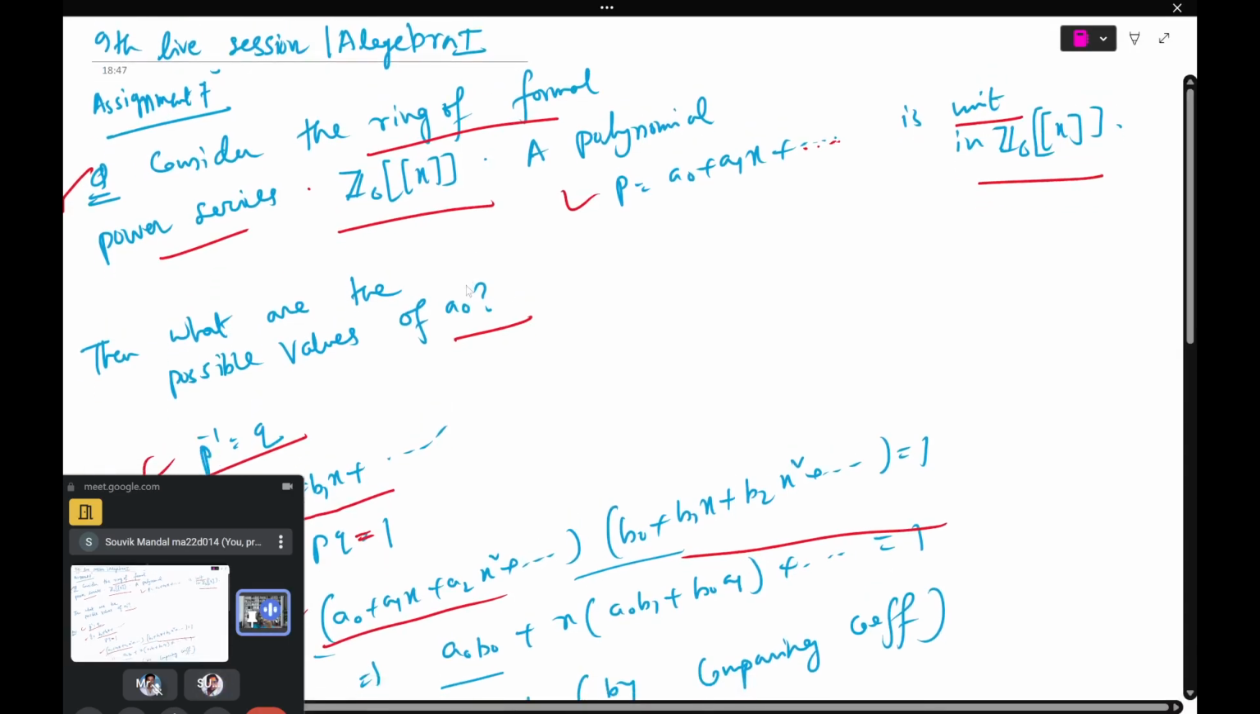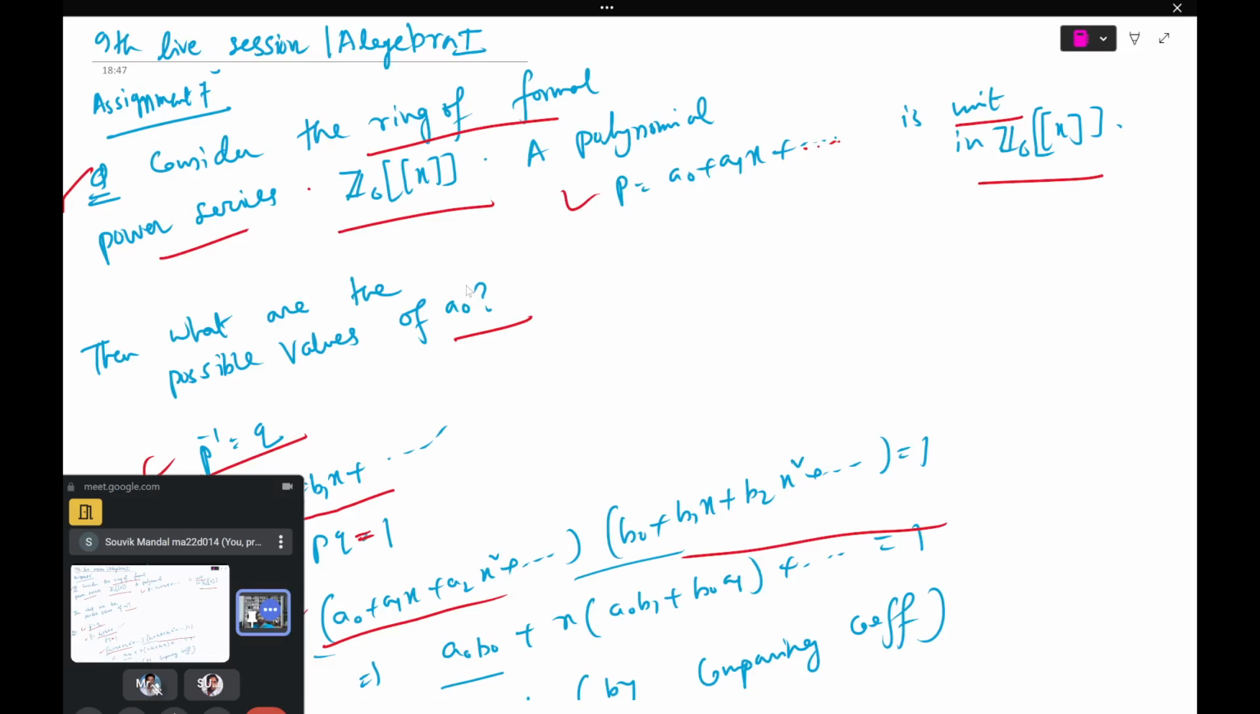Consider the ring Z6 double bracket X of formal power series. Given that a polynomial P in Z6 double bracket X is a unit, what are the possible values of A0, where the polynomial P is given by A0 plus A1X plus dot dot dot?